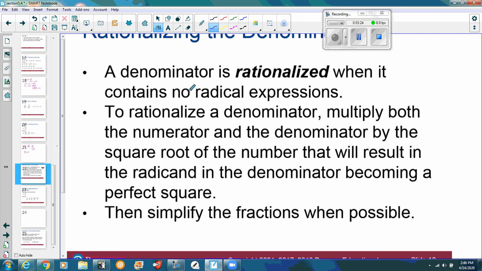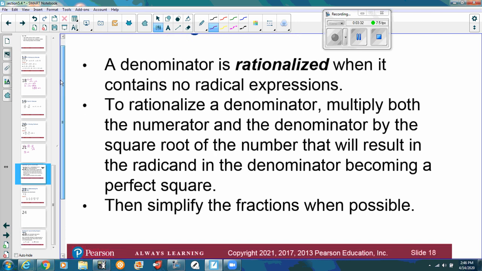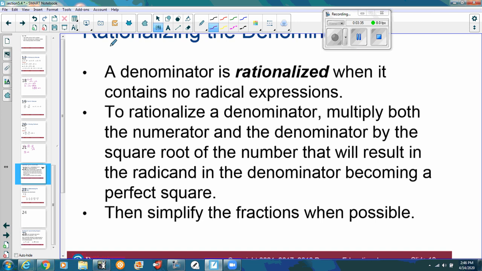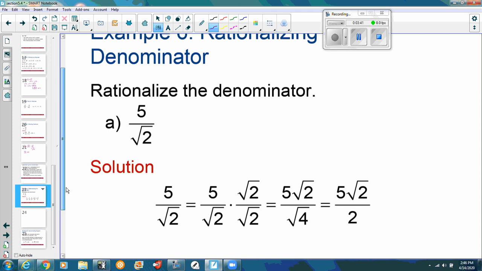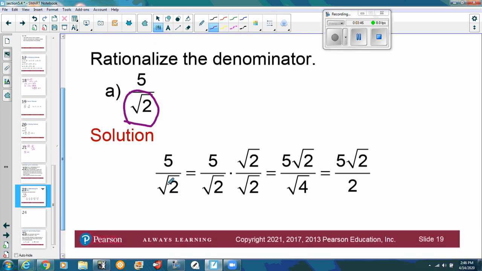A denominator is rationalized when it contains no radical. To rationalize the denominator, multiply both the numerator and the denominator by the square root of the number. That will result in the radicand of the number becoming a perfect square. So when we rationalize, we don't want this radical 2 here. That's not considered rational. So we multiply it by radical 2 over radical 2, because again, remembering that just like when we got the same denominator in a fraction, this is equal to 1. So it doesn't matter that we're multiplying. But what happens is it gets rid of the radical in the denominator. So that's why we want to do it.